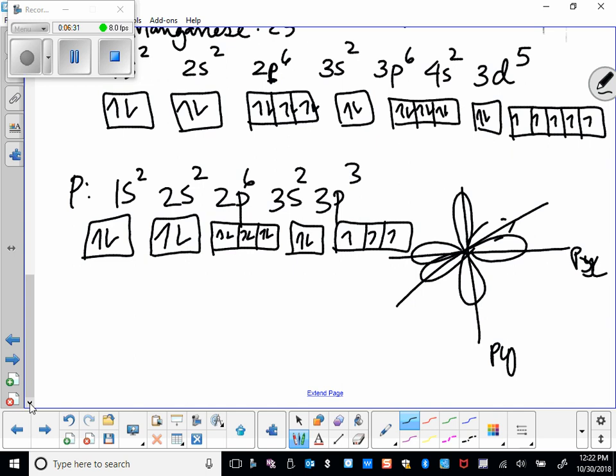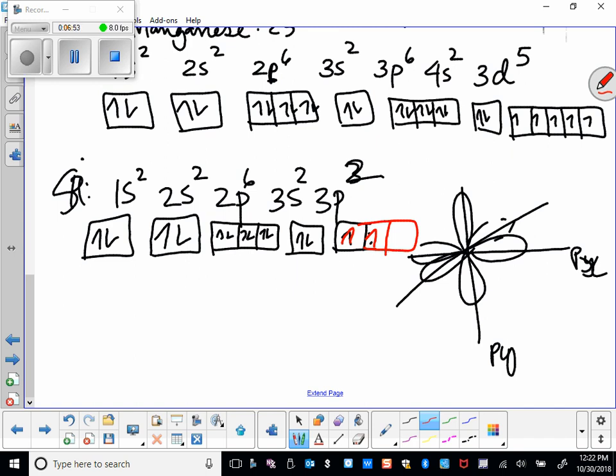If it had been silicon, this box would be empty. Is that right? If it had been not phosphorus, if it had been silicon, this would be 3p2, which means this box will be empty. Does that make sense? 1, 1. Does it make sense?